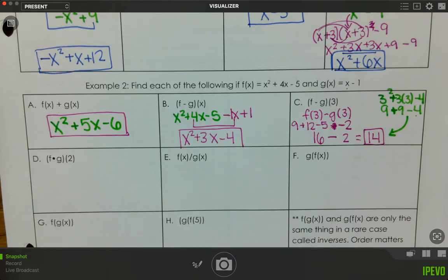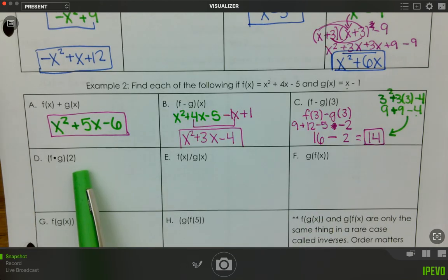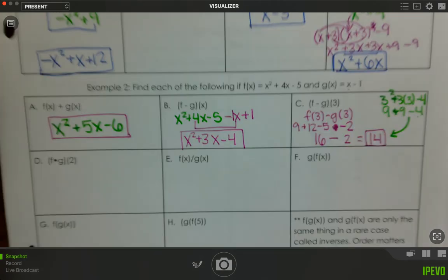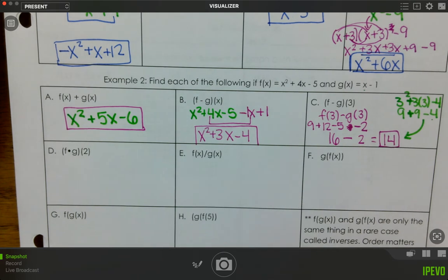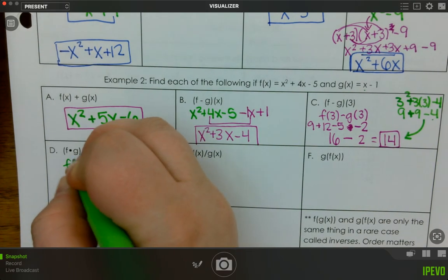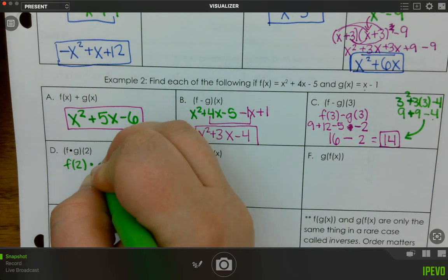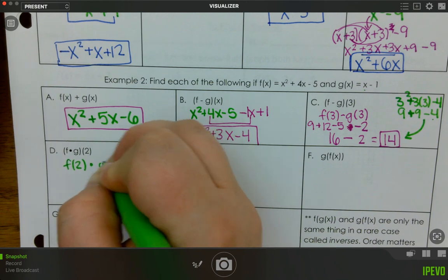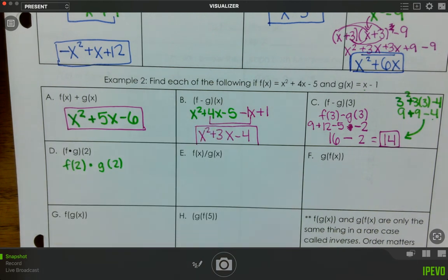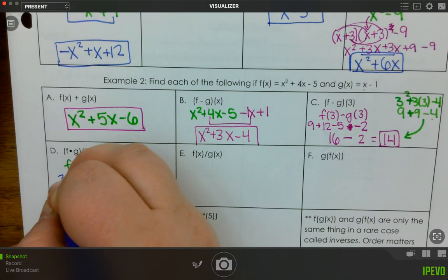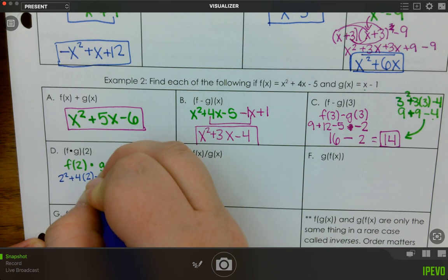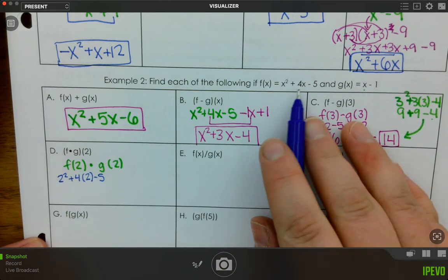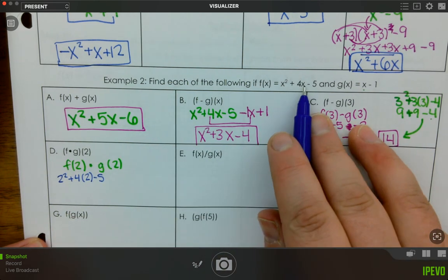Okay, and then this is where it gets to be a little bit easier. So instead of multiplying this out using FOIL like I did in this one right here, if it gives you a number in the parentheses, that just means find f of 2, get an answer, and multiply it by g of 2. Okay, so for f of 2, that'll be 2 squared plus 4 times 2 minus 5. I'm just plugging 2 in for these x's.